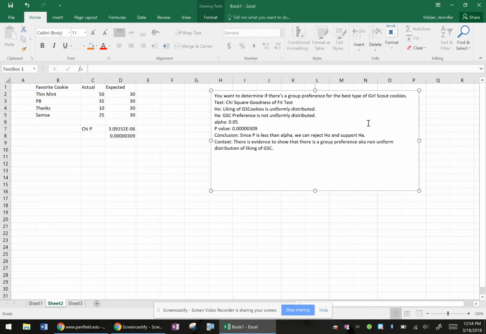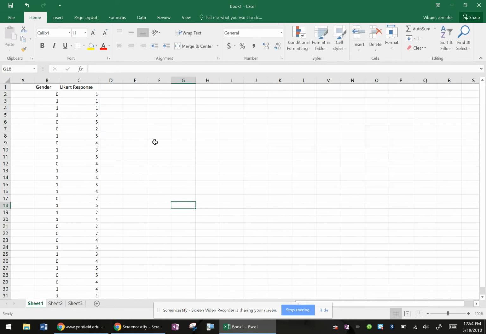All right, now let's say I didn't give the data to you and you had to find it yourself. So if that's the case, I'm going to jump over here. And here's a bunch of Likert responses. Let's say I just want to know if those Likert responses are evenly distributed or not. I'm going to ignore gender completely. I want to know if these Likert responses are uniform. I need to tally them up first. The best way to tally them up is to do a histogram.